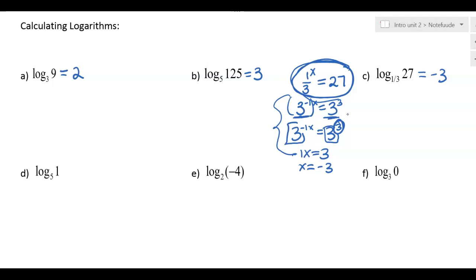All right, log base 5 of 1. Somebody else. Lindsay? 0. How'd you know?